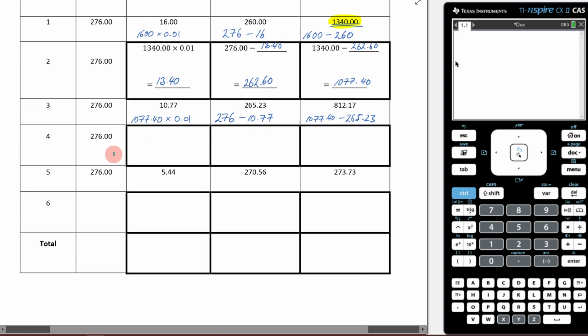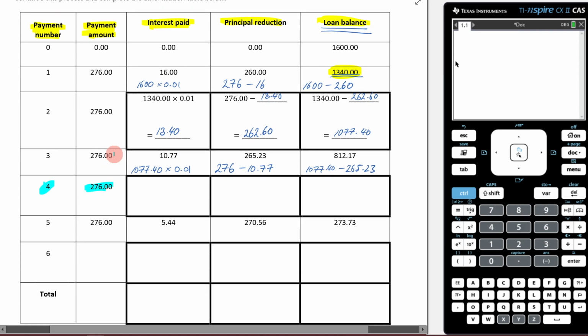All right, payment number 4. You're once again making a payment of $276. And by now, what you should have realized is that this is always the same, isn't it? It's always the same. Once we've done that, we need to figure out the amount of interest that I have to pay here. So for the interest paid, I'm going to take my loan balance from the previous month, 812.17, and figure out 1% of that. And if I figure out 1% of it, let me just make sure I'm writing the right one down. Yes, it'll be 8.12.